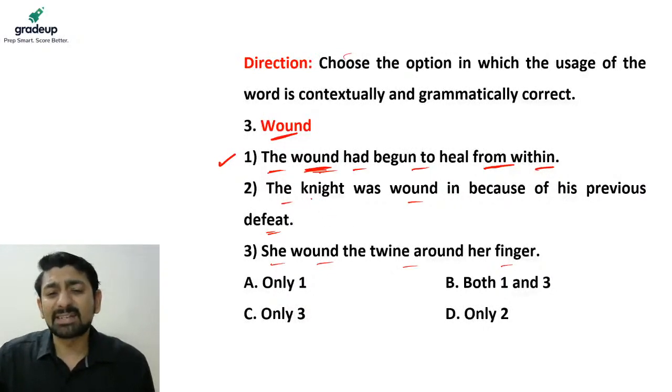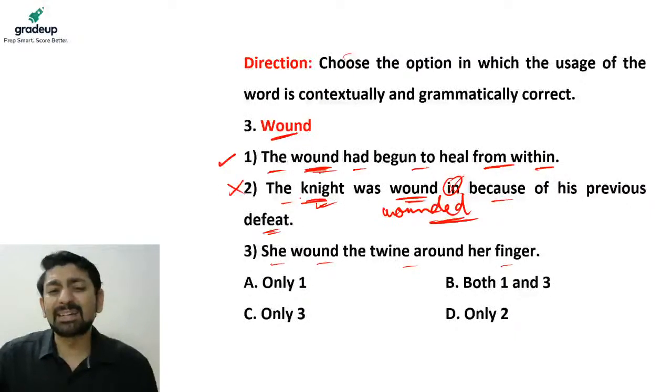Now the next sentence says, the knight. You know what a knight is? A knight is a warrior, one who fights with a sword. The knight was wound in because of his previous defeat. Here the usage of wound is not correct. You could probably say he was wounded. If you had wounded here, it could have been correct, but in should also not have been there. So the second sentence is wrong.